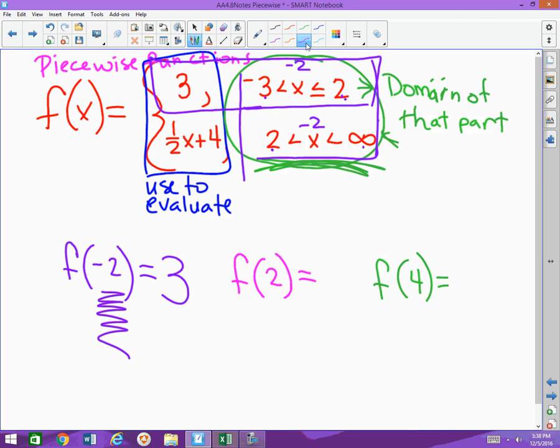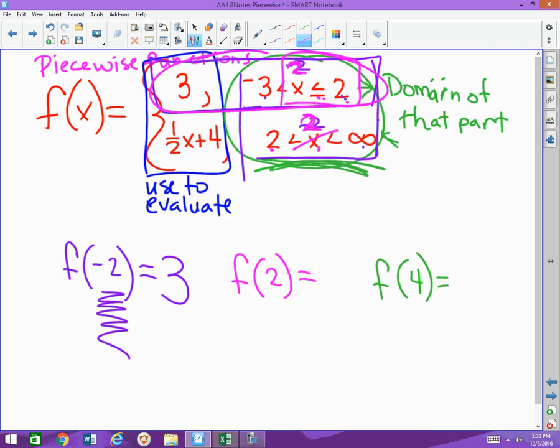Moving on to the next one. F of 2. All right, so same thing. Check here. Does 2 fit into here or there? Well, is the negative 3 less than 2, which is less than or equal to 2? Well, that part right there is true. Here it's 2 is less than 2. That is not true, so it doesn't fit here. It fits here again.